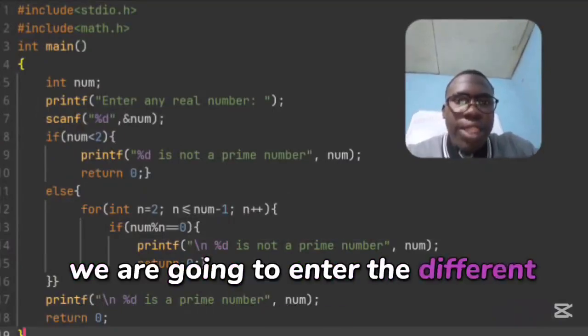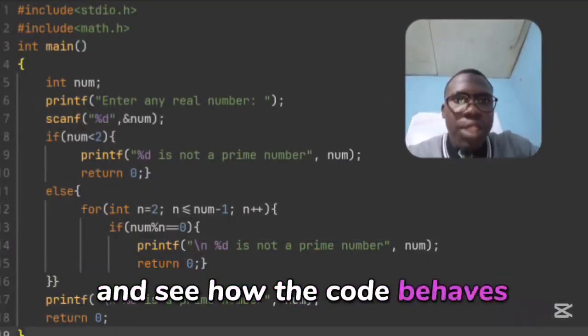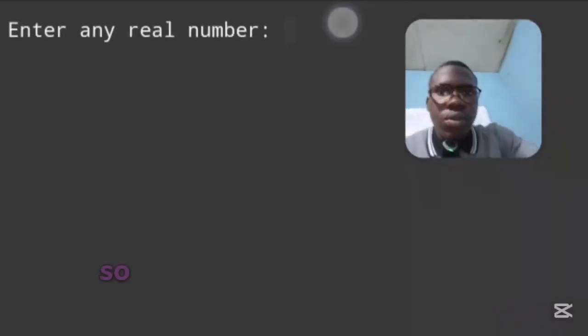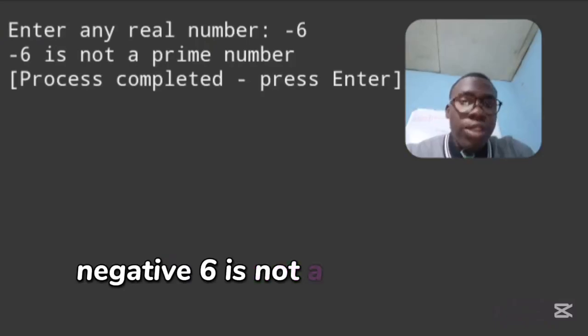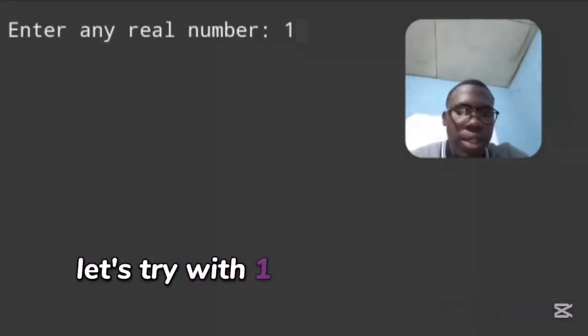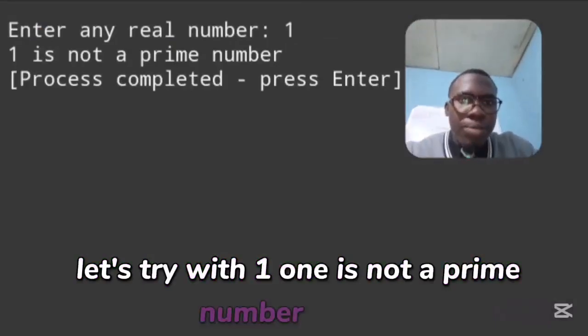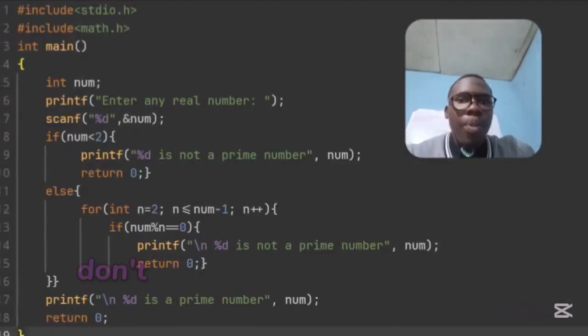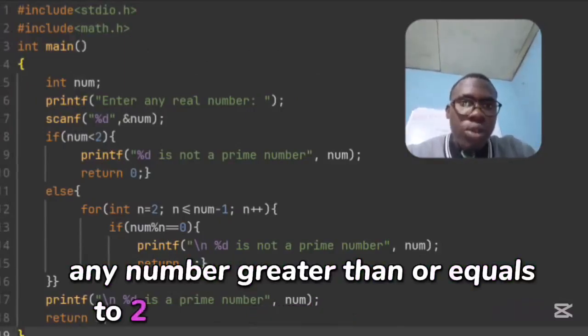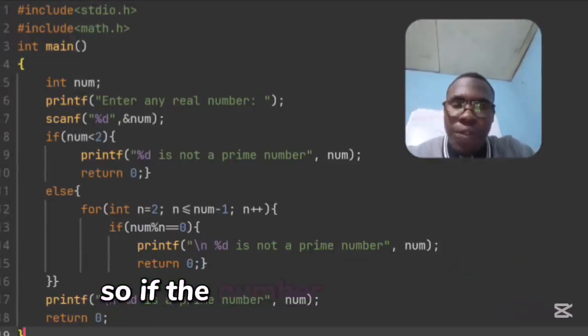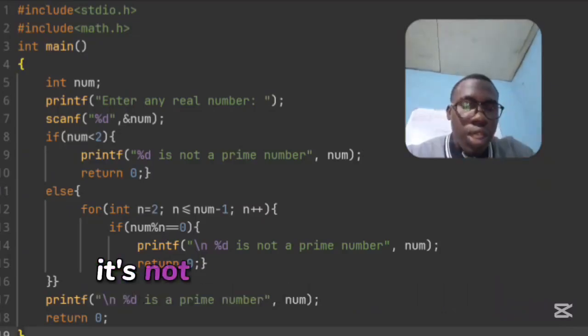We are going to enter the different values and see how the code behaves. So we are going to start with a negative number. Don't forget this was one of our conditions. Negative 6 is not a prime number, correct? Let's try with 1. 1 is not a prime number, correct? Don't forget the definition of a prime number. Any number greater than or equal to 2, which has only 2 factors. So if the number is less than 2, it's not a prime number.